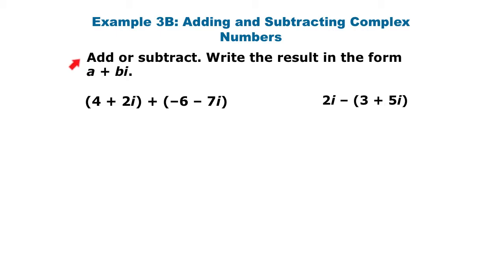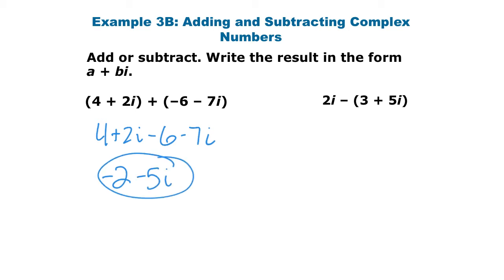Next, we're going to add and subtract with our complex numbers. This is going to really feel just like combining like terms. So on this first one here, I could rewrite this without the parentheses because they're not really needed here. And then I can just look at my like terms. 4 and negative 6 would be negative 2. 2i and minus 7i would be negative 5i. So that's it.